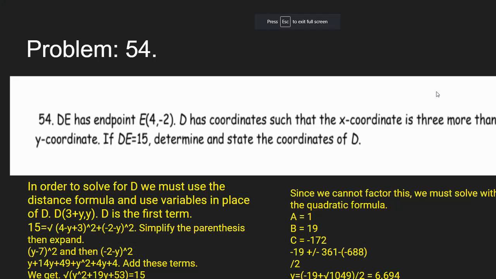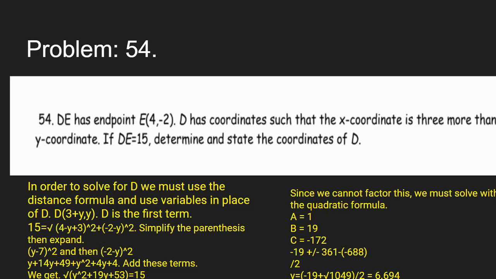Now the next problem is problem 54. DE is said to have endpoints E (4, -2), and D is said to have coordinates such that the x coordinate is 3 more than the y coordinate. Before we start solving this problem, we first must set up the D coordinate. Since x is supposed to be 3 bigger than y, it's the same as 3 plus y, since it's supposed to be 3 more than y, right?